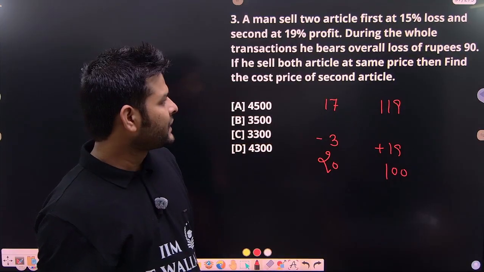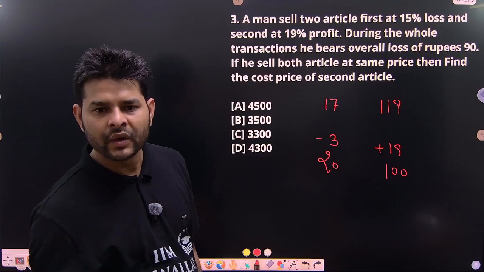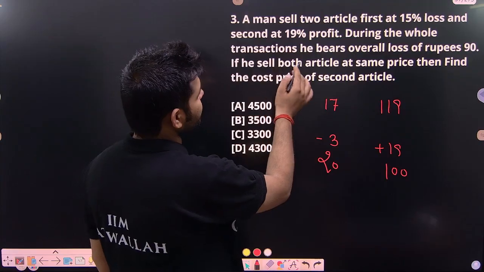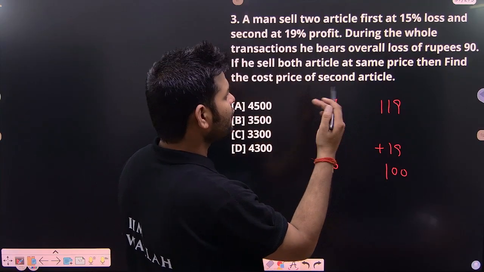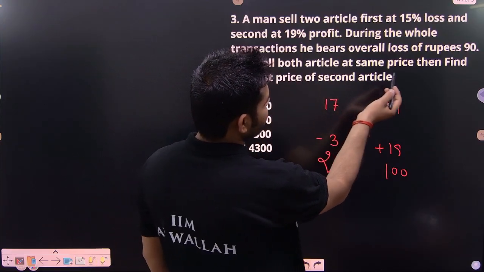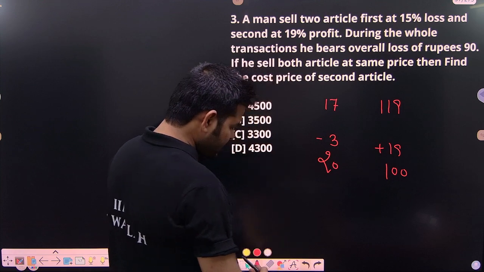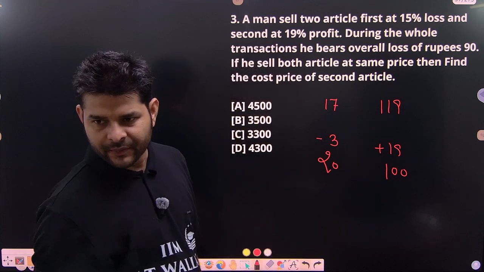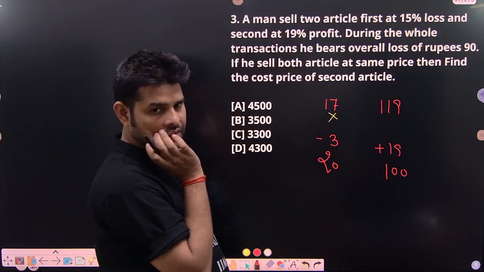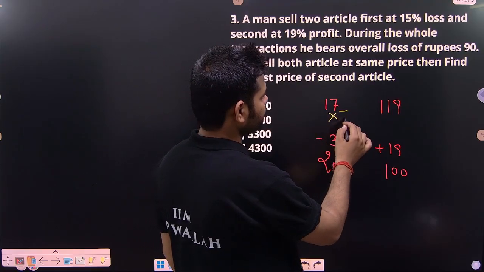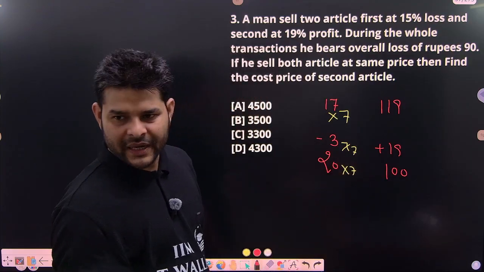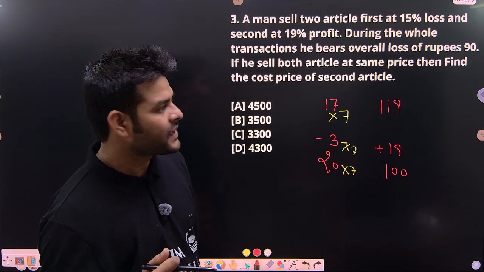Now, get the condition fulfilled. What the condition says: during the whole transaction, he bears an overall loss of rupees 90, and he sells both the articles at the same price. So you need to make the selling price the same. For the same price, what do you need to multiply? 7 times. So now the selling prices are the same.